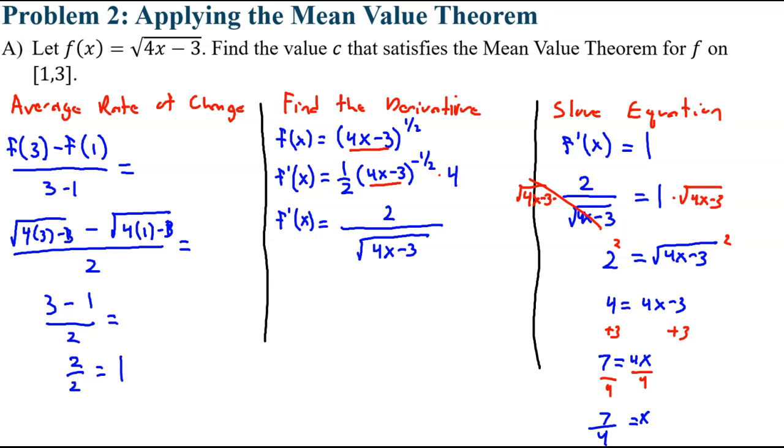And we end up with, when x is 7/4, we'll have a slope, an instantaneous rate of change of 1, okay, which matches this average rate of change. All right, we'll say that's the big question for this lesson, okay, applying that mean value theorem.